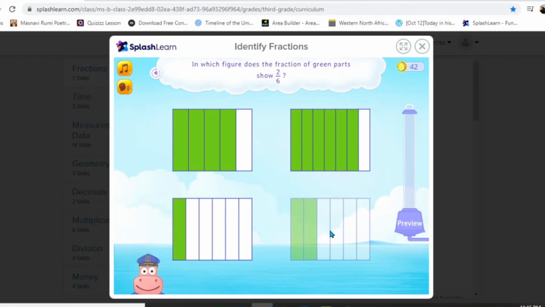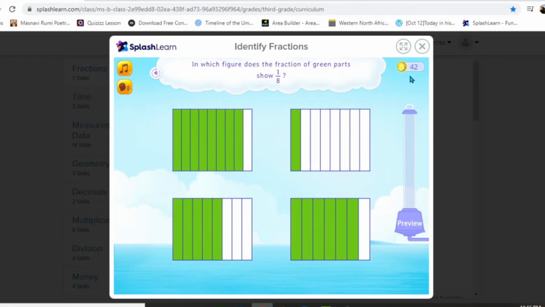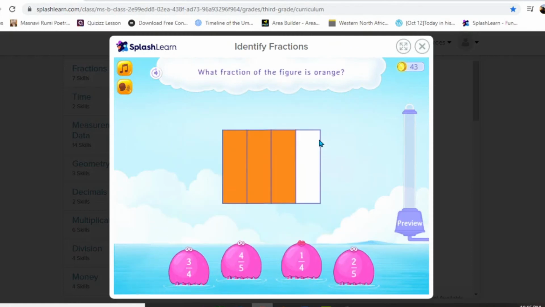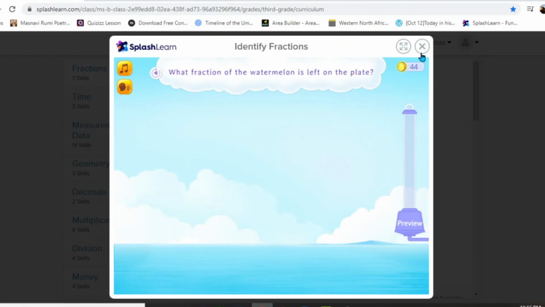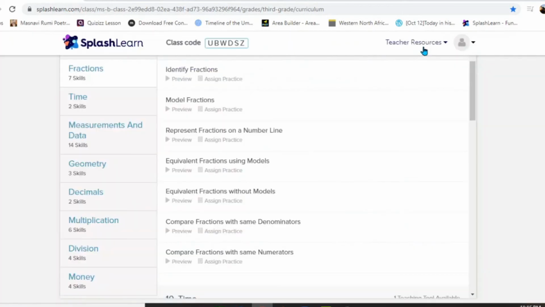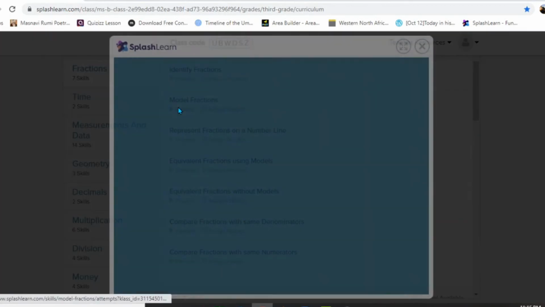Rock on. What fraction of the figure is orange? 1/8. Good going. On a roll. Let's practice one more. So I'll go for model fractions. Let's see.